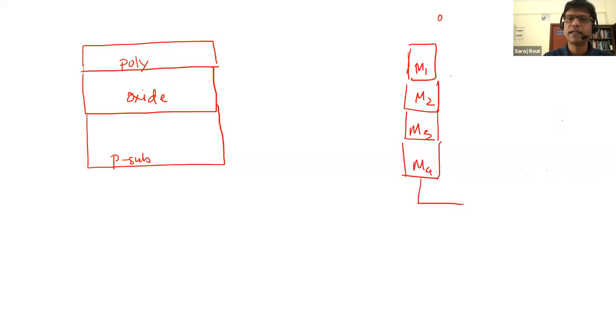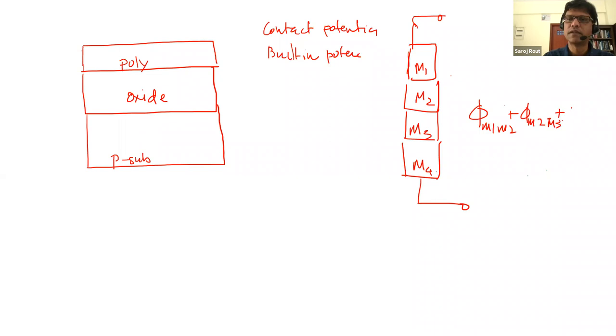If I take a stack, and let's say I want to find out what's this built-in or what's called the contact potential. A lot of times you'll see it's called contact potential or built-in potential. If you look at this built-in potential, it's actually the built-in potential of M1, M2. Okay, let me just say, phi M1,M2 plus phi M2,M3 plus phi M3,M4.